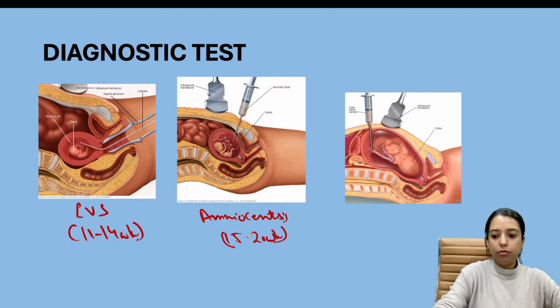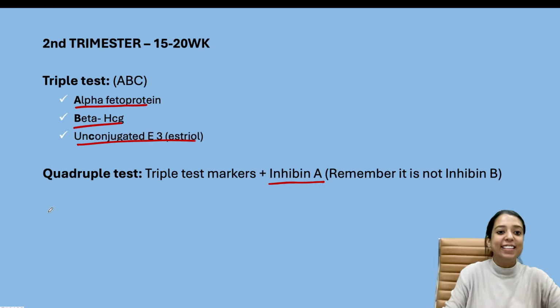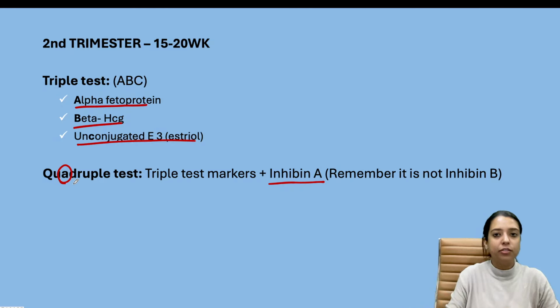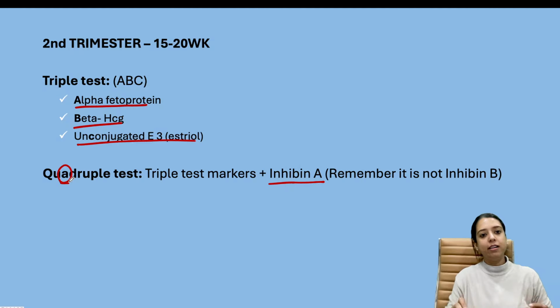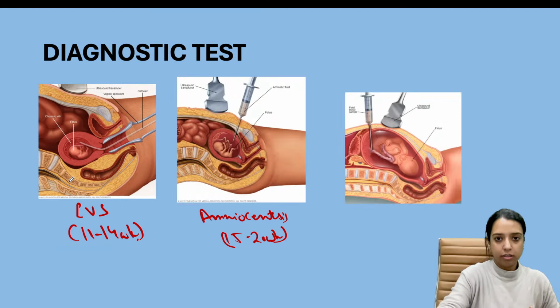Inhibin A और B मैं बताऊँ कैसे, how I used to remember, a very little stupid way it is, but I used to remember that quadruple में A आ रहा है. Quadruple, that is why I used to remember. That was my way when I was in graduation. Quadruple has A, so quadruple में inhibin A होगा, not B. That is how I used to remember. So these are the diagnostic tests.